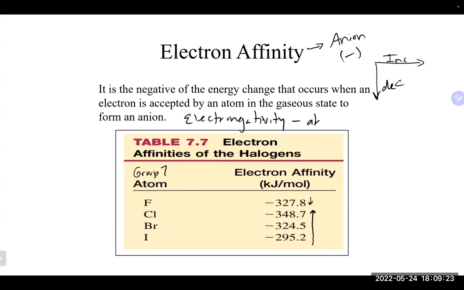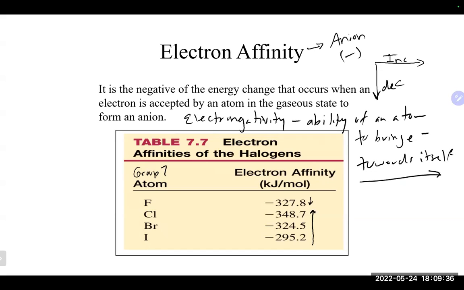Electronegativity is the ability of an atom to bring electrons towards itself. Also increases up and to the right on the periodic table, decreases as you go down. Most electronegative element is fluorine, right? It's the most electronegative element you can have.